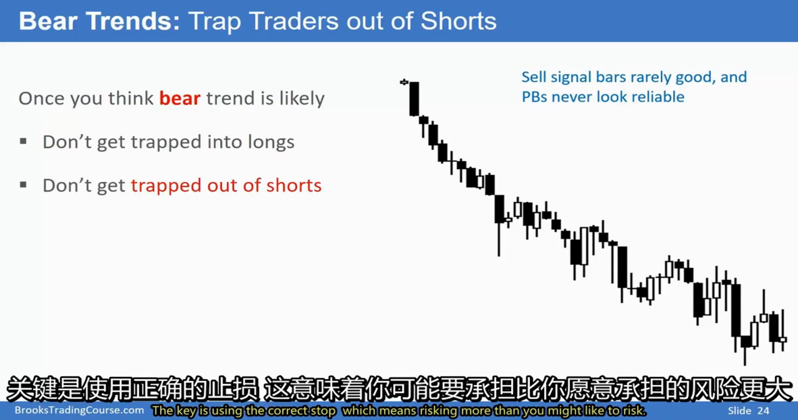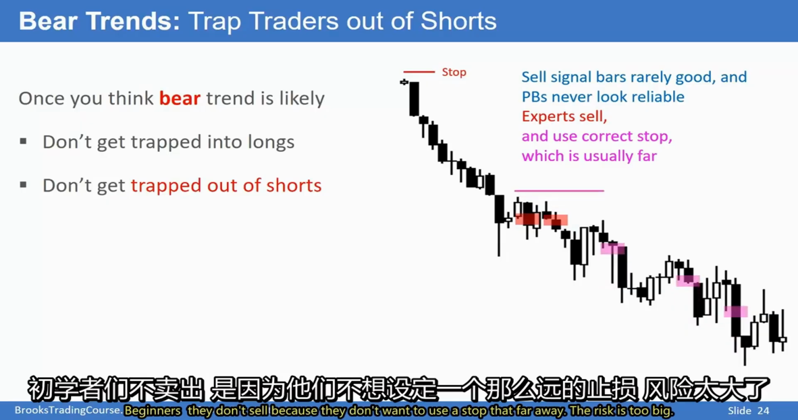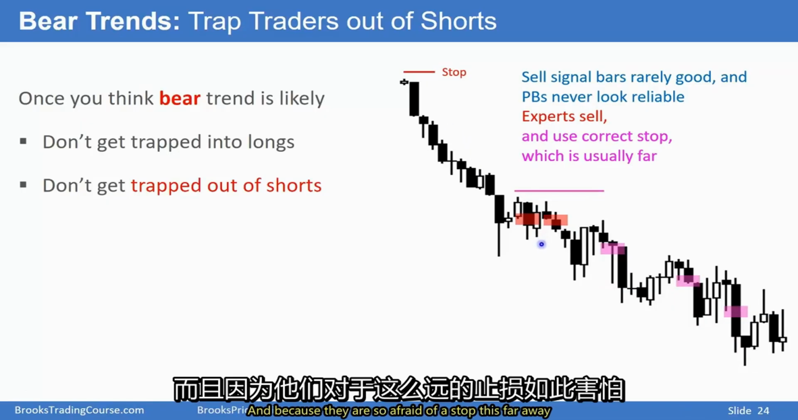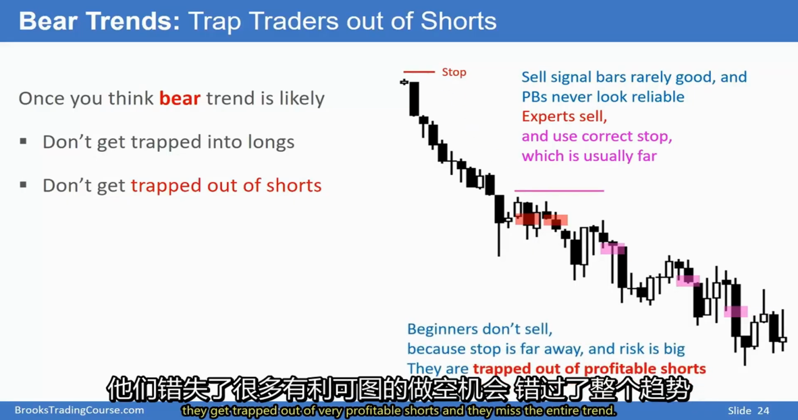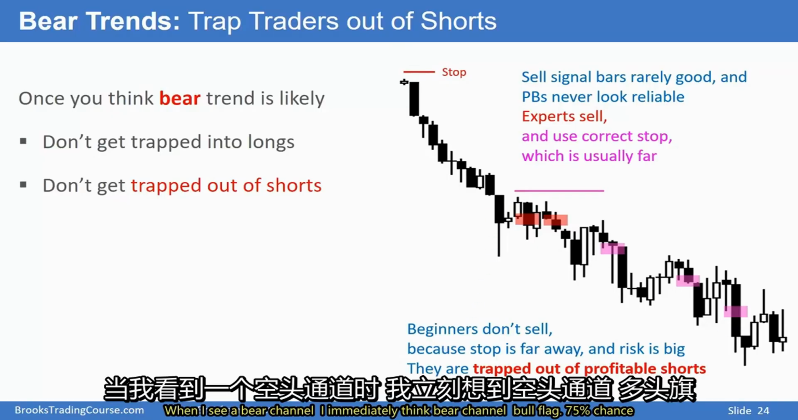The key is using the correct stop, which means risking more than you might like to risk. However, that's the only way to trade this. So use the correct stop and trade very small. The beginners, they don't sell because they don't want to use a stop that far away. The risk is too big. And because they are so afraid of a stop this far away, they get trapped out of very profitable shorts and they miss the entire trend.